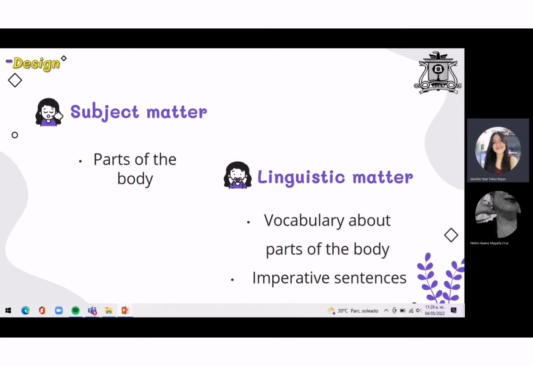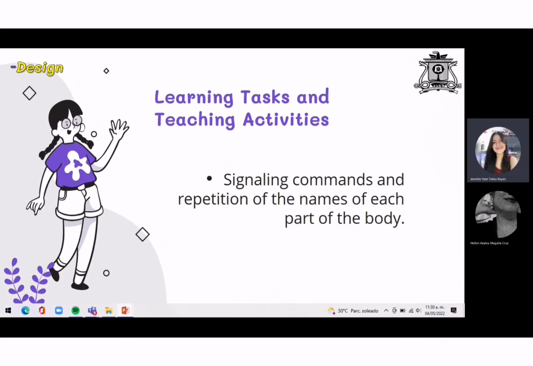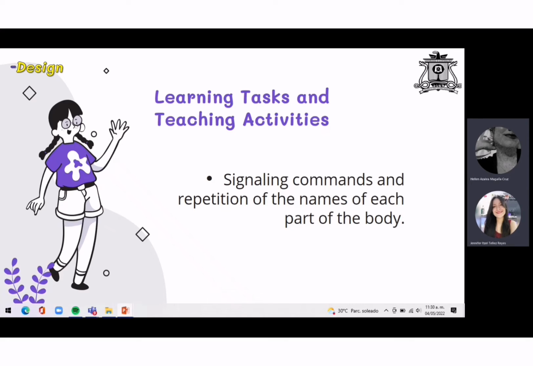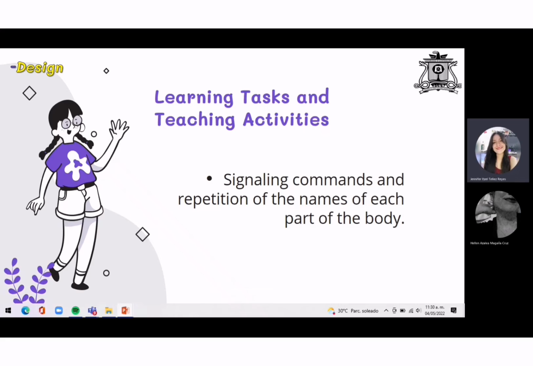And what about the subject matter and linguistic matter? Related to the subject matter, our topic is the parts of the body, and about the linguistic matter, we use vocabulary about parts of the body, also imperative sentences. The learning tasks and teaching activities that this class has are signaling commands and repetition of the names of each part of the body. Next, please.